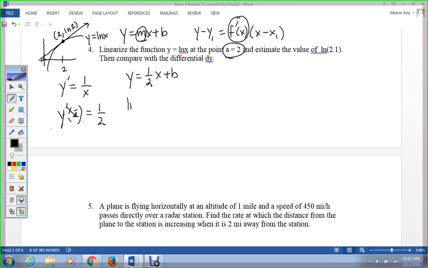And I'm going to use the exact value for right now. So we would have ln of 2 equals 1/2 times 2 plus b. So we would have ln of 2 minus 1 equals b. Now if you estimated ln of 2, which is about 0.69, we'd have 0.69 minus 1 equals b, or b equals negative 0.31.